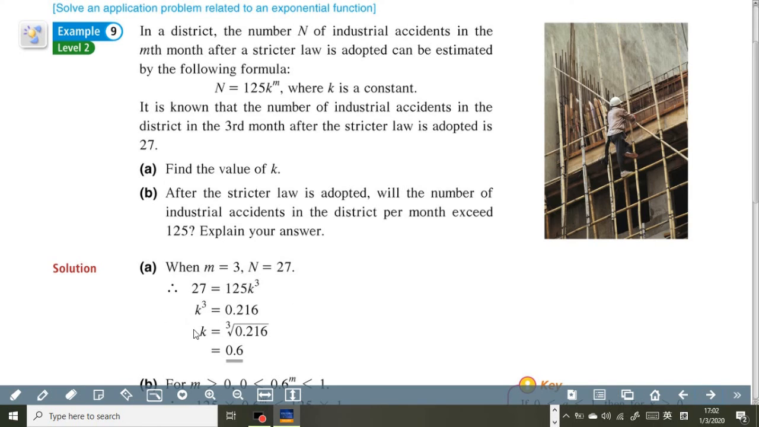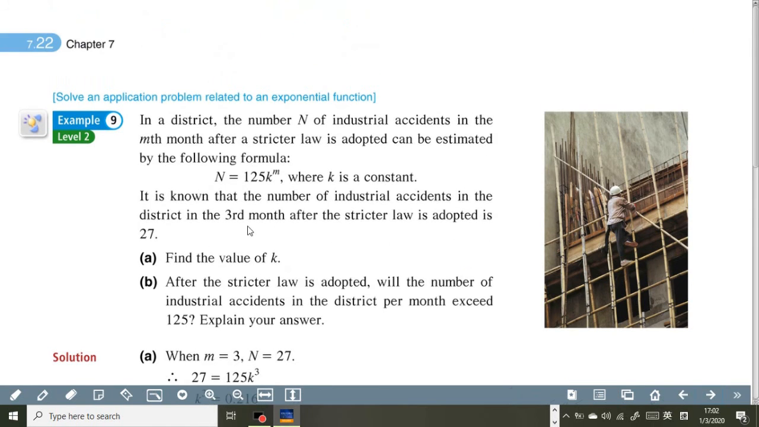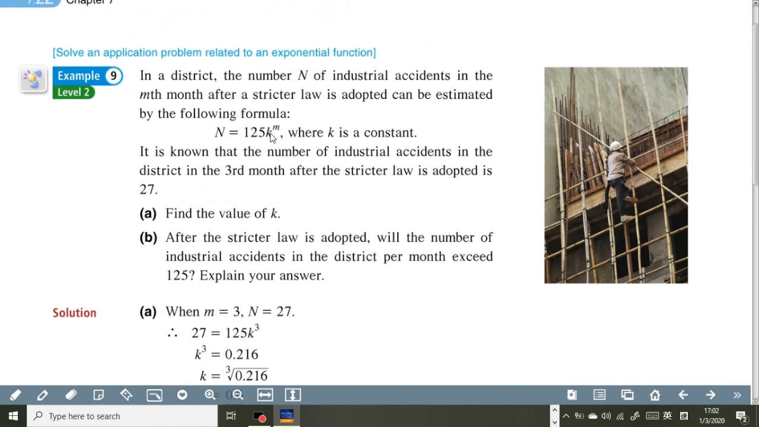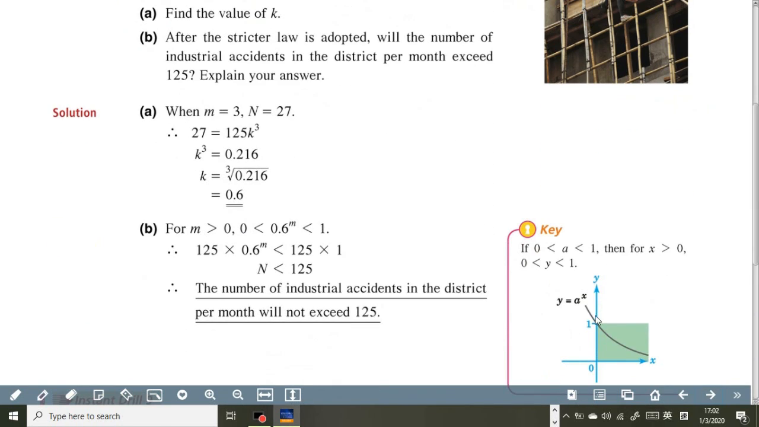By the first section of this chapter, we know that k is the cube root of 0.216, so we can get 0.6. Now the base here is this number which is less than 1 and greater than 0. So the graph will decrease like this.